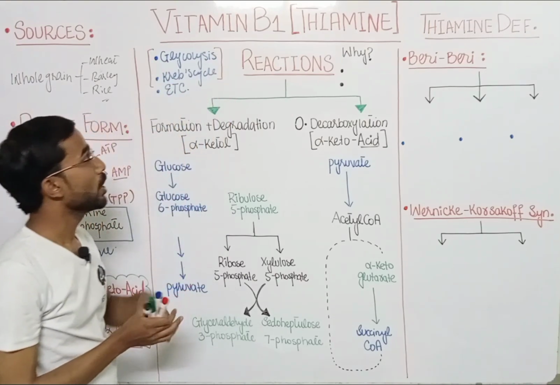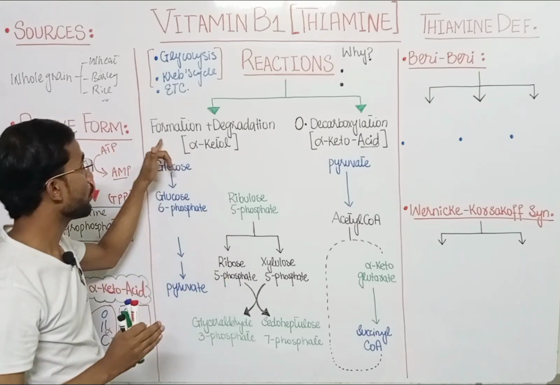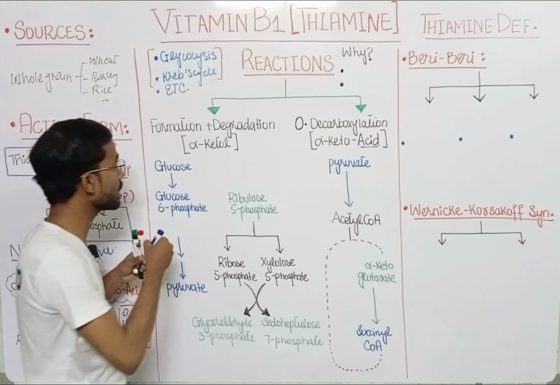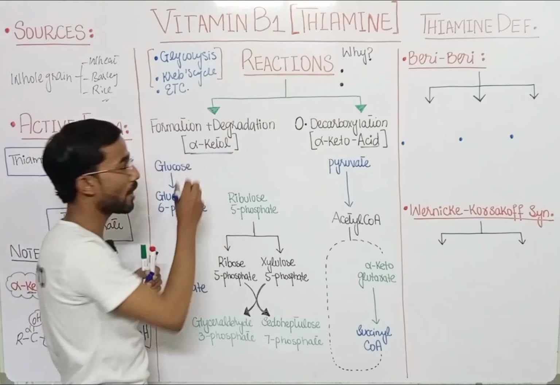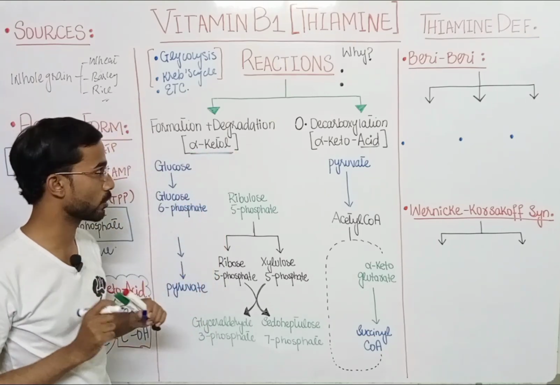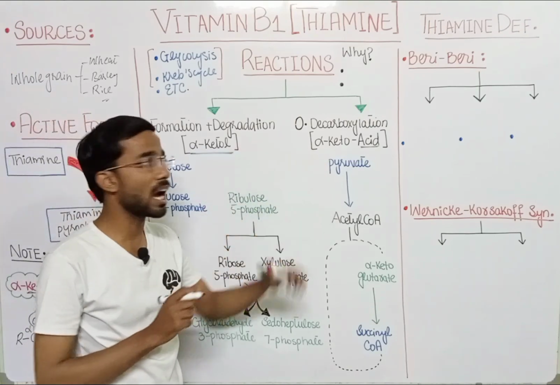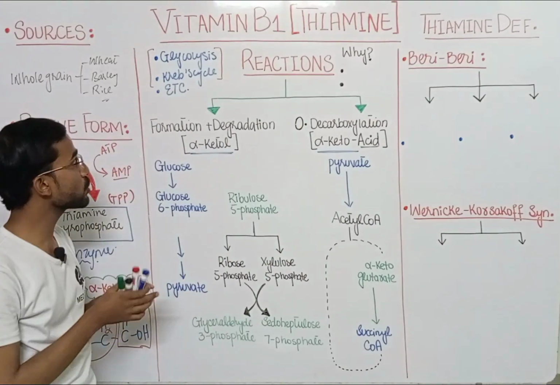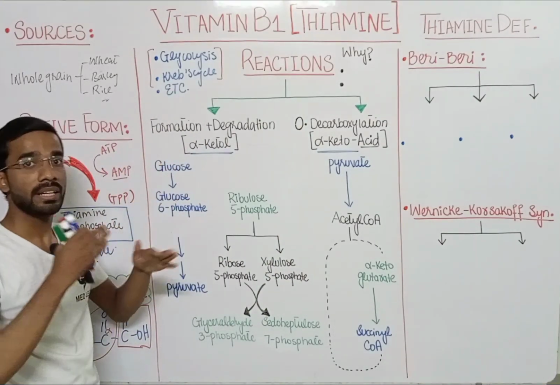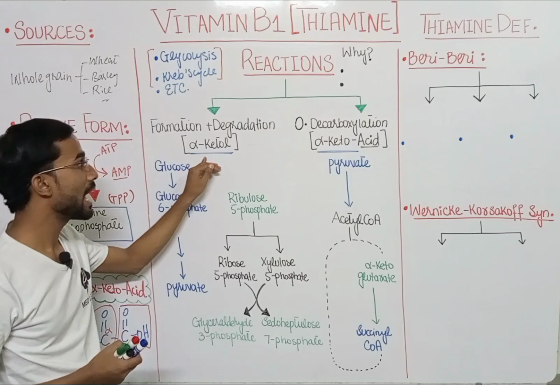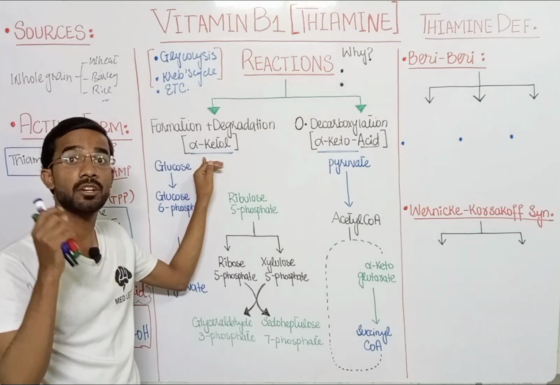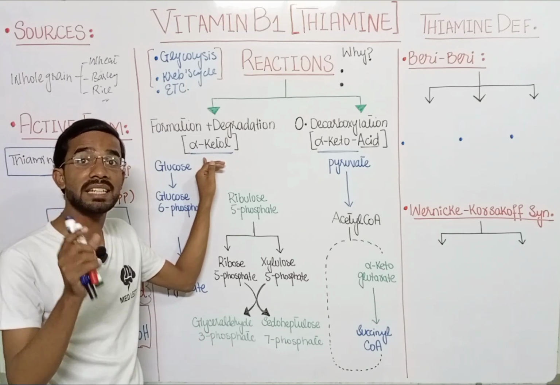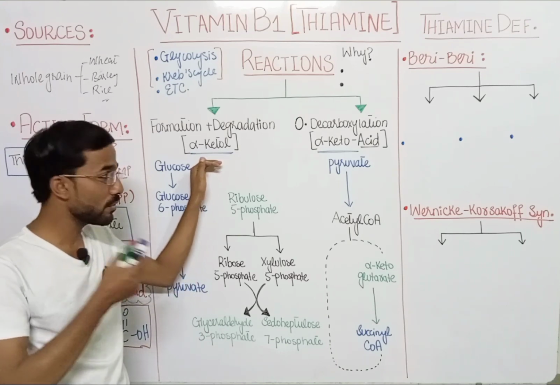Now, two most important reactions: the formation and degradation of alpha ketol, which we have just discussed, having ketone and alcohol functional groups, and the oxidative decarboxylation of alpha keto acid. First of all we will discuss how alpha ketol is formed. Alpha ketol is a combination of functional groups that are present in different compounds. We will see it later.